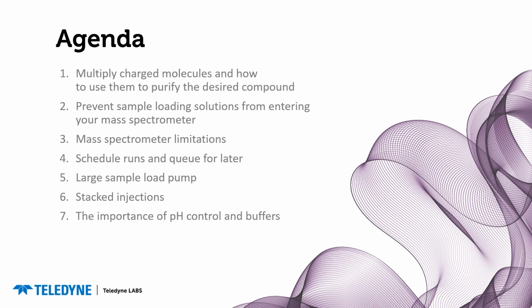Although mass spectrometers are useful for purifying peptides and oligonucleotides, these detectors have limitations. We will show how to schedule automatic runs on the ACCUPrep and the use of a large sample load pump that you can use to load dilute samples or use for desalting. Stacked injections are useful for large molecules as well as chiral, and we'll finish off with a discussion and overview of proper pH control to maximize recovery.